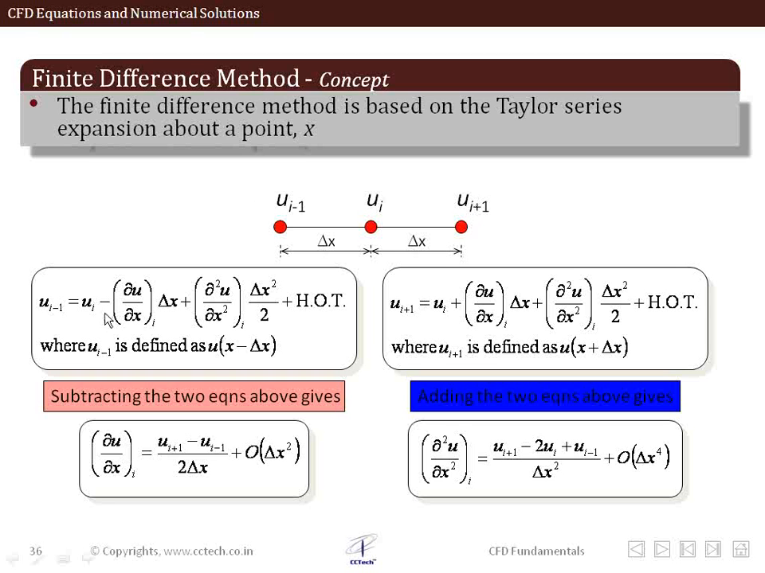What you can see by applying the Taylor series expansion is that you can express u(i minus 1) and u(i plus 1) in terms of u(i) and the differentials at u(i). So that's the Taylor series expansion, and it contains the higher order terms as well, which I have not written on this slide. If we add them up and if we subtract them, we get the definition of the first derivative at the ith node, and we get the definition of the second derivative at the ith node, along with this term, which when neglected constitutes the truncation error. So let's see the application in a problem.